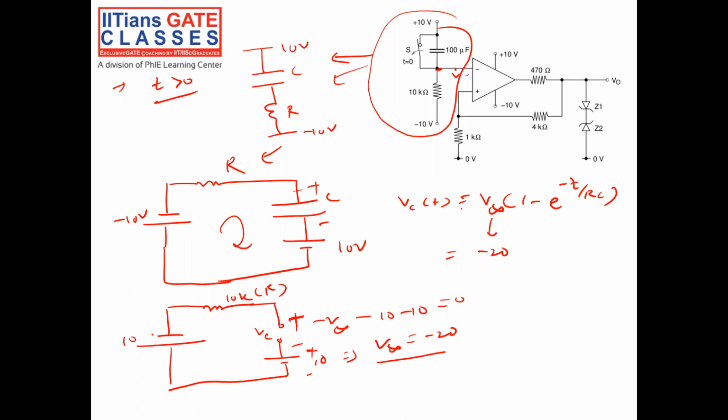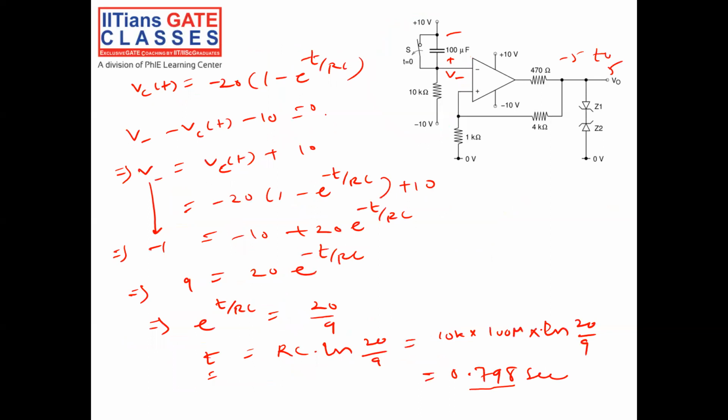What is V infinity? V infinity we have taken at infinite time. The capacitor will be open, right? What is the voltage across the capacitor? It will be equal to minus 20. Then we put in minus 20 and got VCT as minus 20 into 1 minus e to power of minus T by RC. Okay.